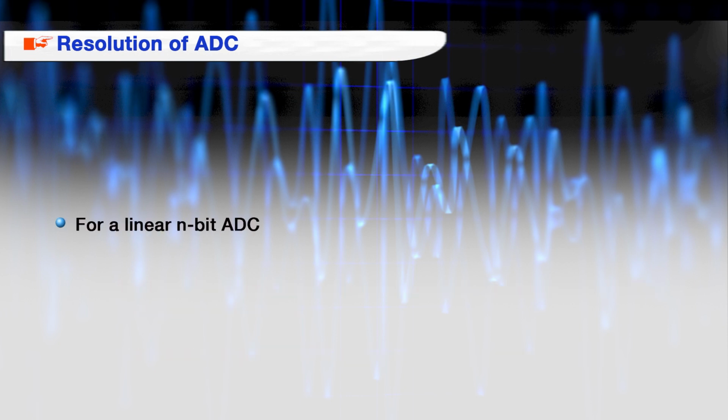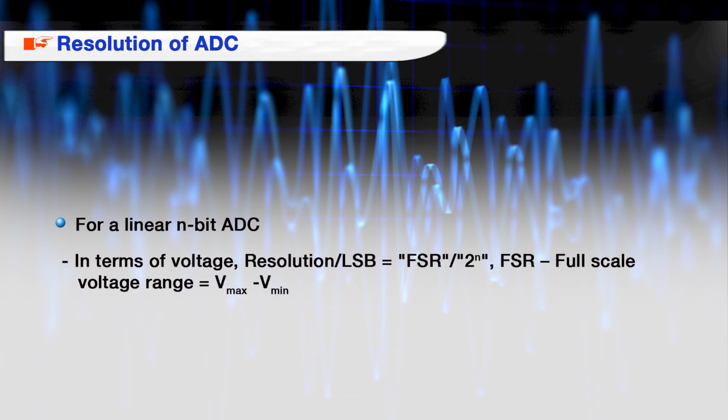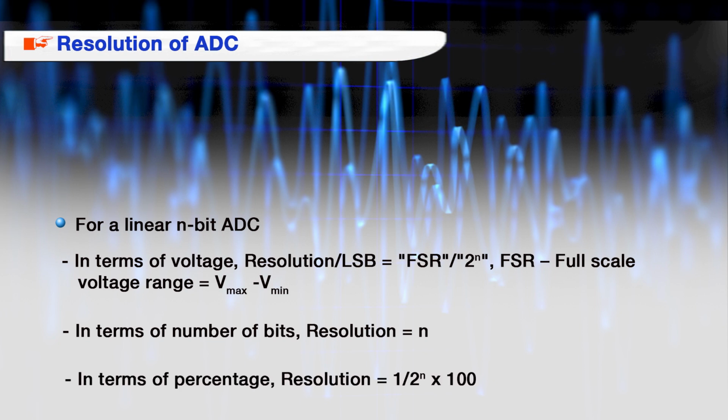Suppose we have a linear n bit ADC, then in terms of voltage resolution or LSB will be equal to FSR by 2 to the power n. Here FSR is full scale voltage range and its value is V maximum minus V minimum of the input voltage. In terms of number of bits, resolution will be equal to n, and in terms of percentage, resolution will be equal to 1 by 2 to the power n into 100. Now let us see some examples.